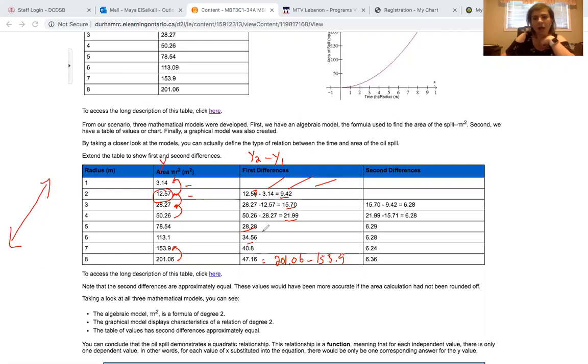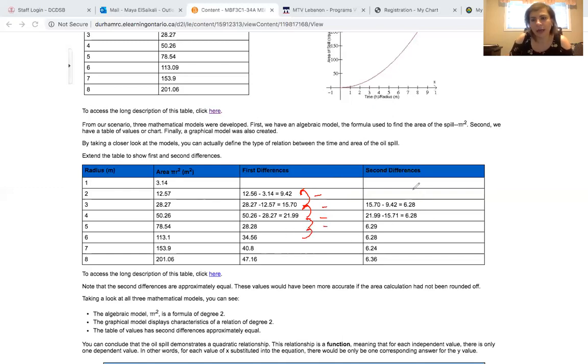Now, if this is not constant, then I have to move to the second difference. To move to the second difference, you have to take the first difference and subtract them from each other. So you're going to start with the bottom and then subtract the top. As we did in the y values, we're going to do the same thing with the first difference. So you're going to do 15.7 minus 9.42, 21.99 minus 15.7, and then so on and so forth. So you're going to do the subtraction as you can see here.